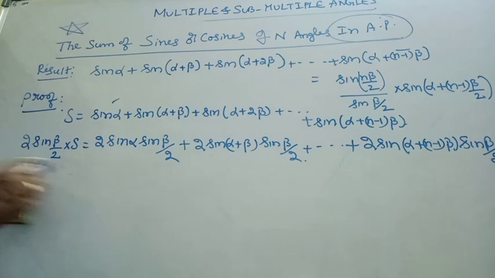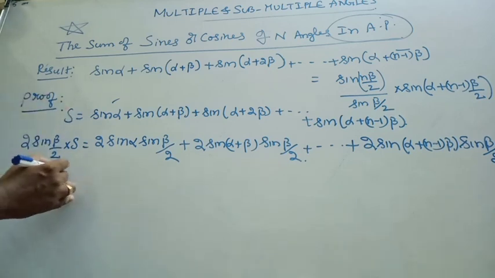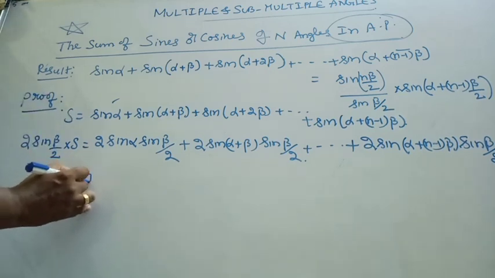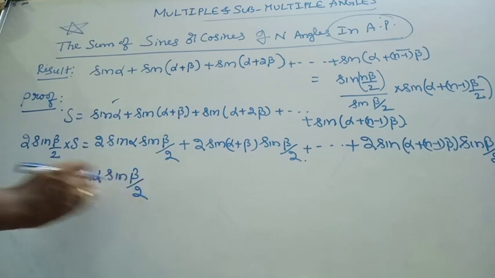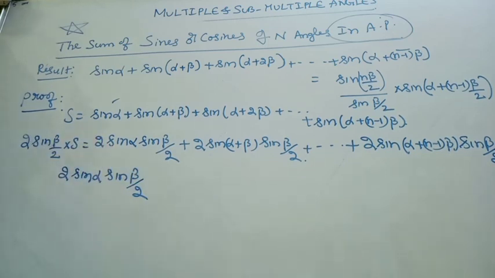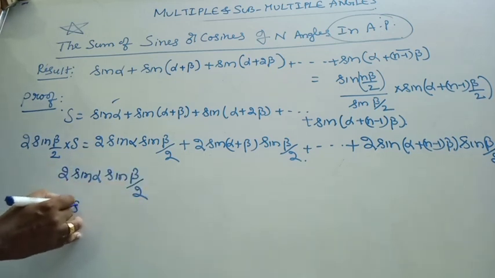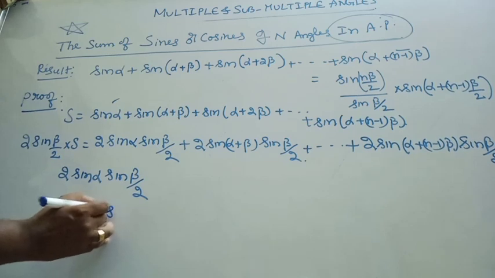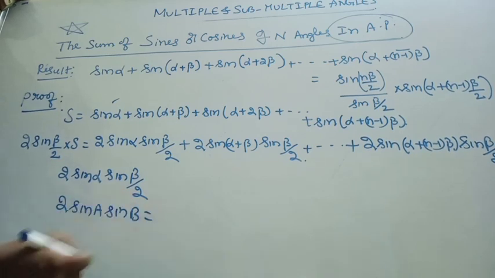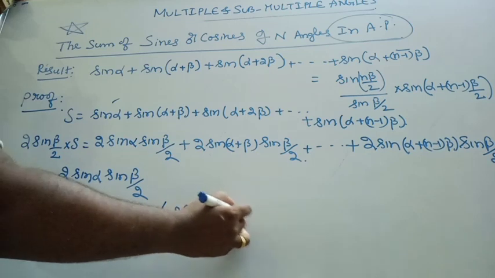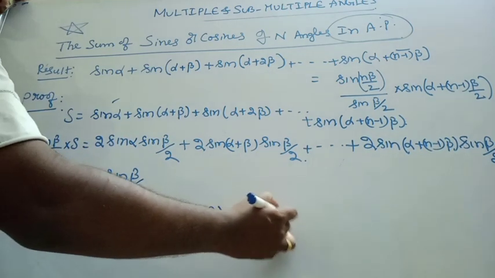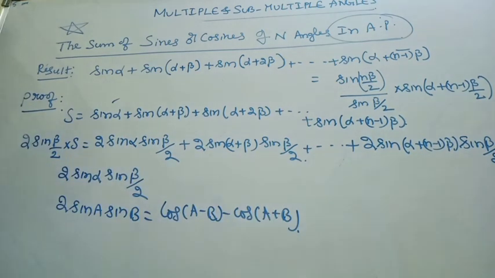First of all, I am just writing 2 sine alpha into sine(beta by 2), something like 2 sin A sin B. You know, one result we have here. I will write 2 sin A sin B. This is equal to, what we know, cos(A minus B) minus cos(A plus B). Like this we can write.